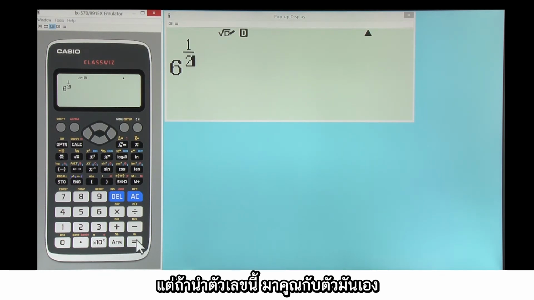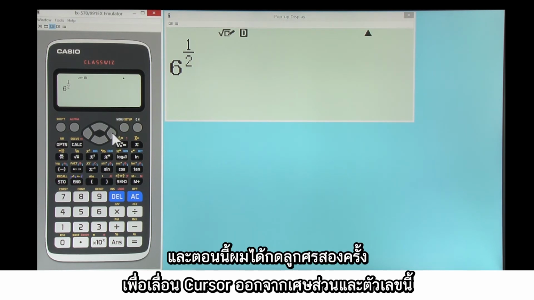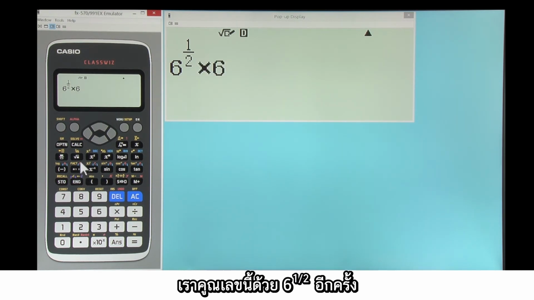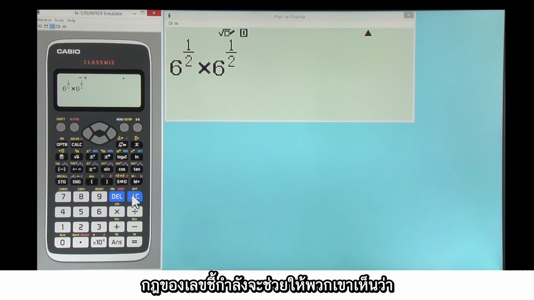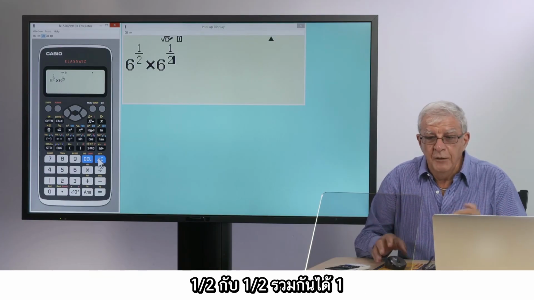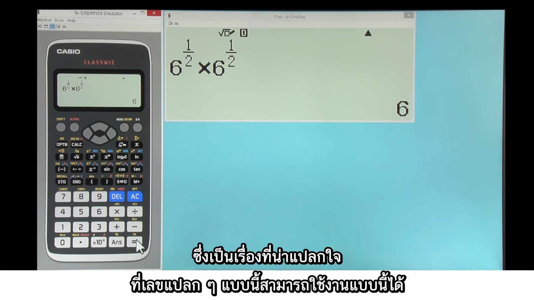But if this number is multiplied by itself, and I use the arrow key twice to have the cursor outside the fraction here, outside the number, we multiply the number by 6 to the power 1/2 again. The laws of indices will help them to see that a half and a half add to 1, and so 6 to the power 1/2 by 6 to the power 1/2 should be 6 to the power 1, which is 6, which is very surprising that these strange numbers can work in those kinds of ways.